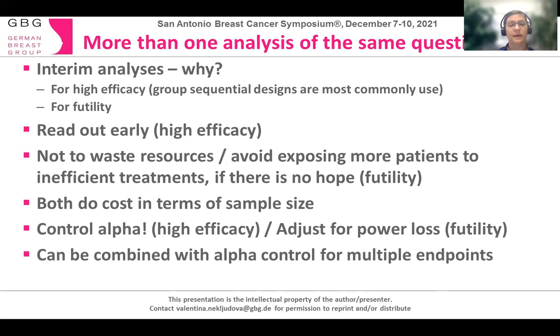Both can be combined with alpha control for multiple endpoints. And please be careful and don't plan your interim analysis too early, because, for example, if early events are intrinsically different, you may get a completely false signal. So think about the maturity of follow-up when planning the interim analysis.